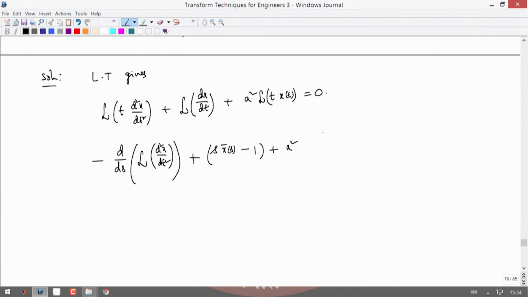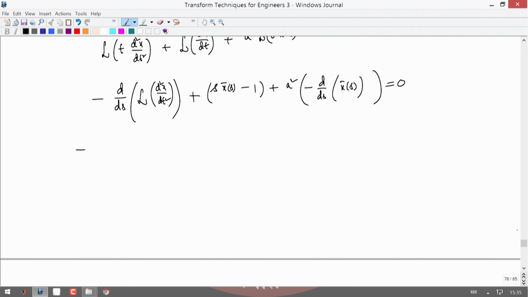This is t times x of t, which is again minus d/ds of the Laplace transform x bar of s. Okay, so I am applying the same technique here, which is equal to 0.